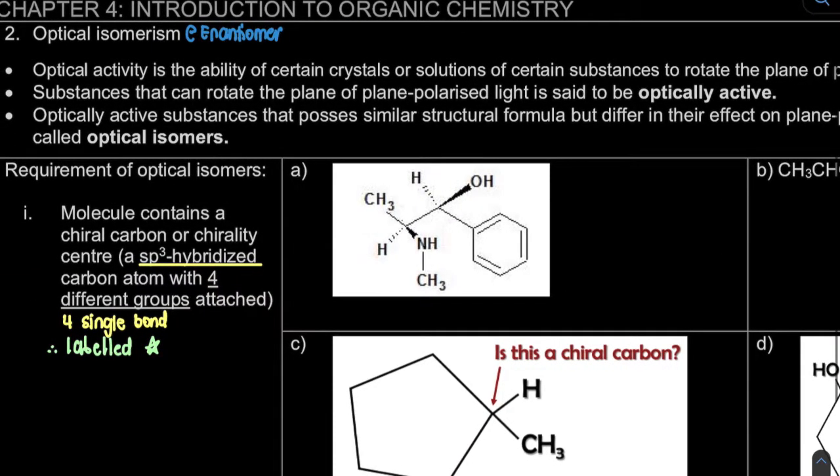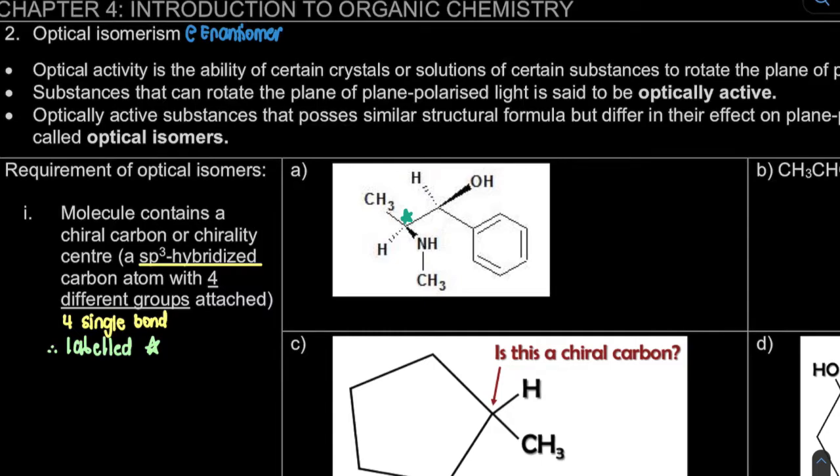Okay, so first we're going to check this one. Because this is carbon, check each of the carbons itself. So this carbon is attached to 3 hydrogens, right? So is it a chiral carbon? No, because remember, it must have 4 different groups attached. So this is not a chiral carbon. Okay, for this carbon, it is attached to CH3, hydrogen, nitrogen, and all of this group. So when we see it here, this carbon is attached to 4 different groups. So here is our chiral carbon. So we have to label the star.